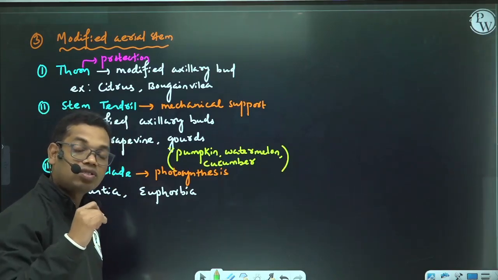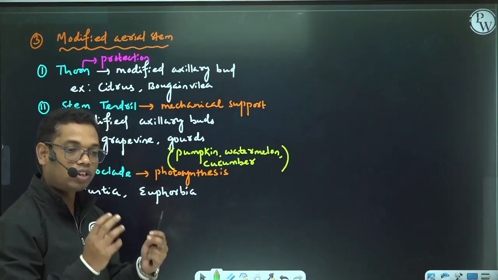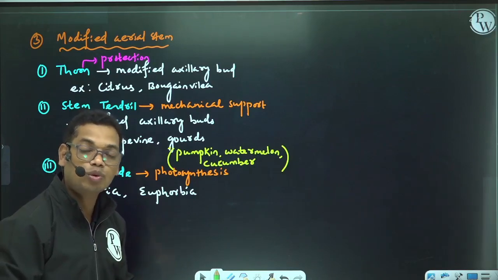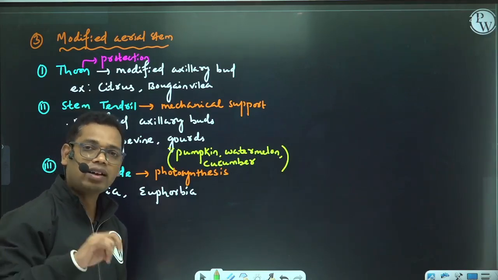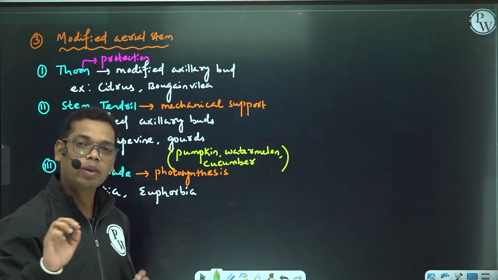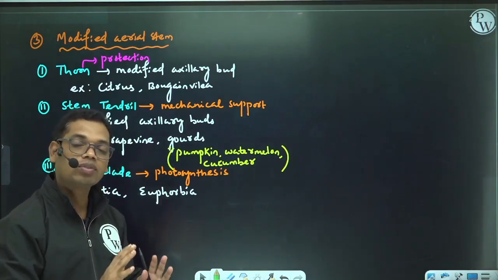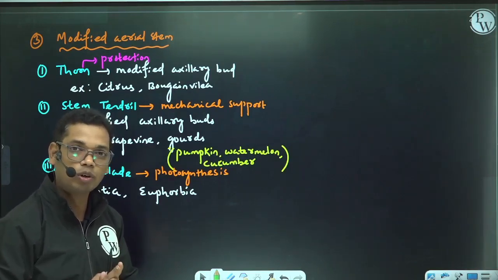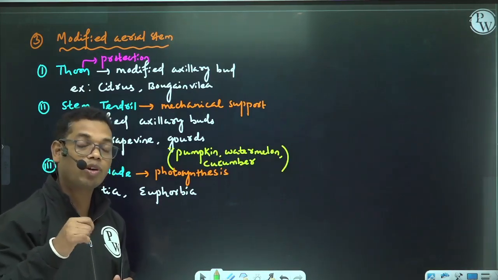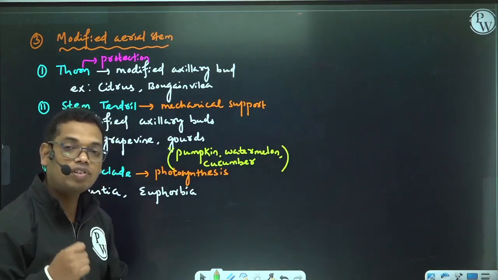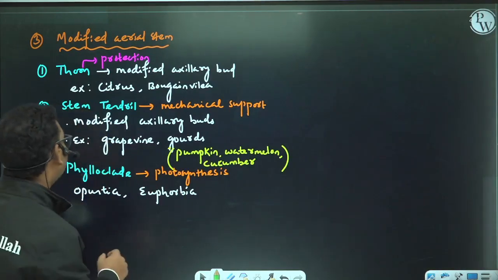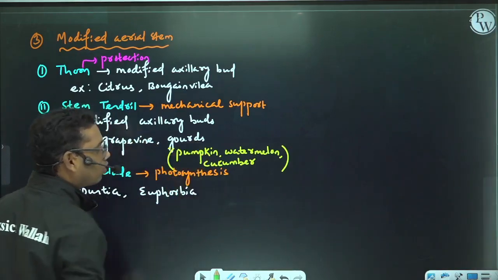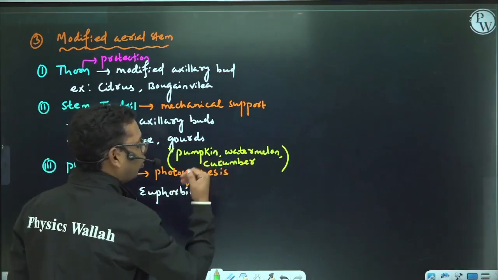Whenever the term tendril is given, you have to think about structures which are spiral in nature and meant for providing support to the plant body. They can develop from the leaf or from the stem, but if tendril is there, that means it will be responsible for providing mechanical support or strength to the plant body. If it develops from the stem, it is called stem tendril. If it develops from the leaf, it is called leaf tendril. The example of stem tendril is found in grapevine and gourds, for example pumpkin, watermelon, and cucumber.